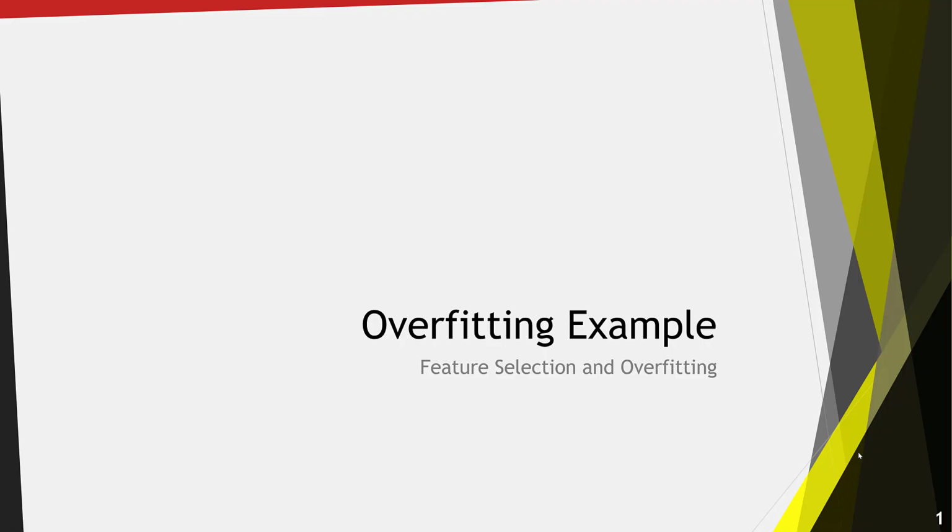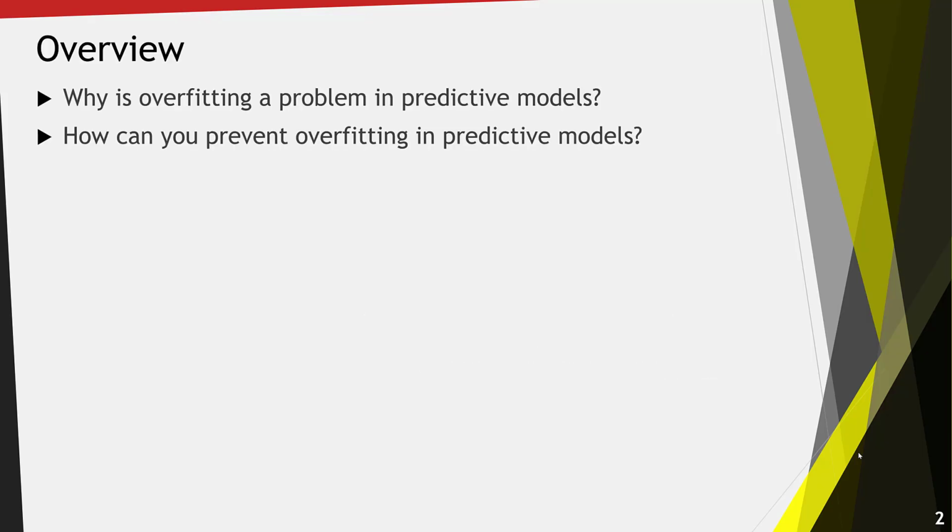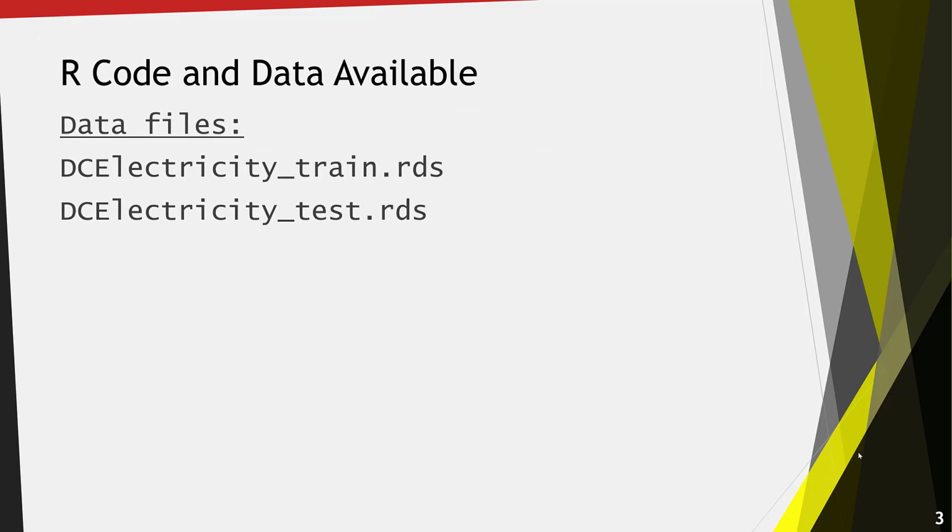This video will provide an example of overfitting in feature selection. By the end of this video, you should understand why overfitting is a problem in predictive models and how you can prevent overfitting in predictive models. The R code used in this video is available on the learning management system.